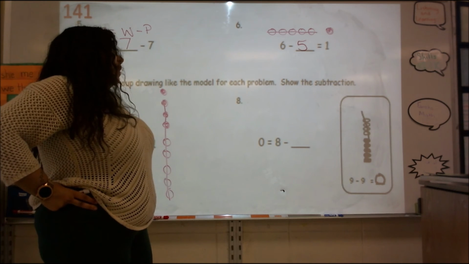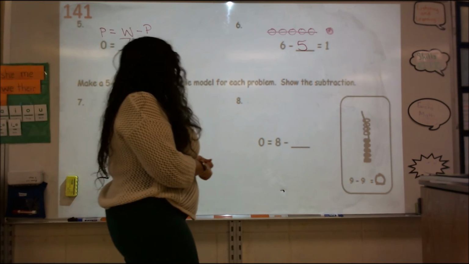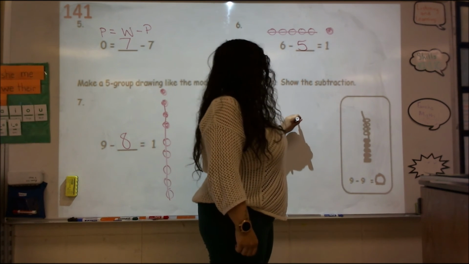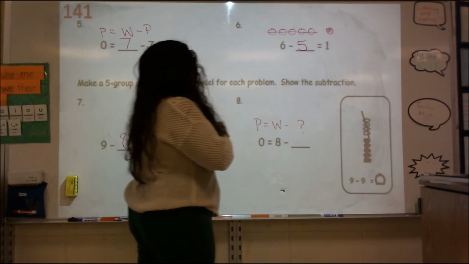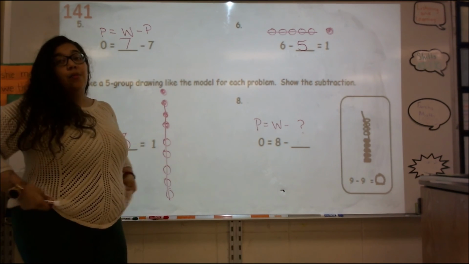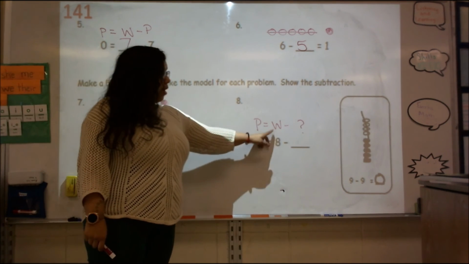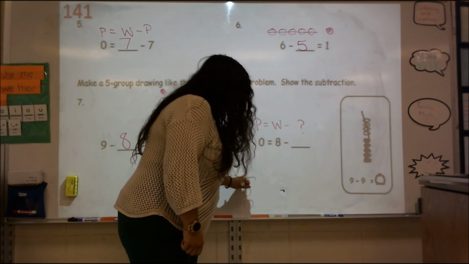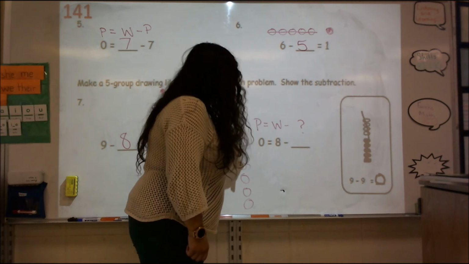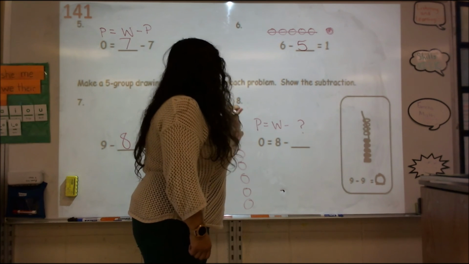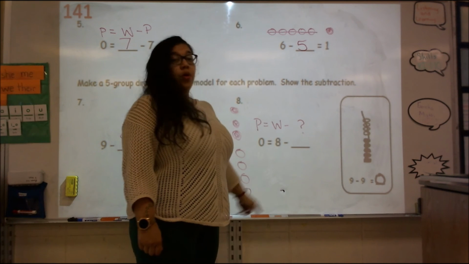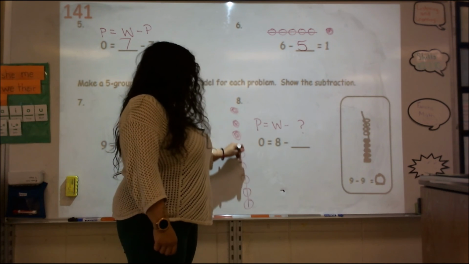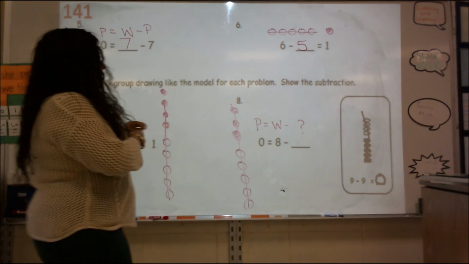0 is equal to 8 minus, okay, this is another situation where they wrote it as the part is equal to the whole minus a missing part. The part is equal to the whole minus the missing part. Again, we're going to practice with those up and down pictures. We're drawing our whole of 8. 1, 2, 3, 4, 5, 6, 7, 8. We know how many are left when we're done. 0. So let's cross them off, leaving nothing left.